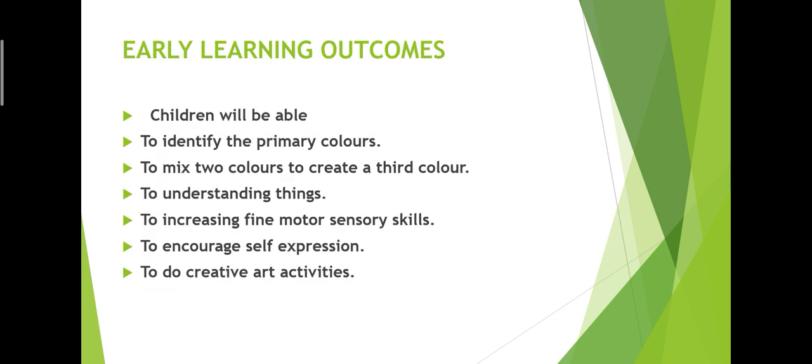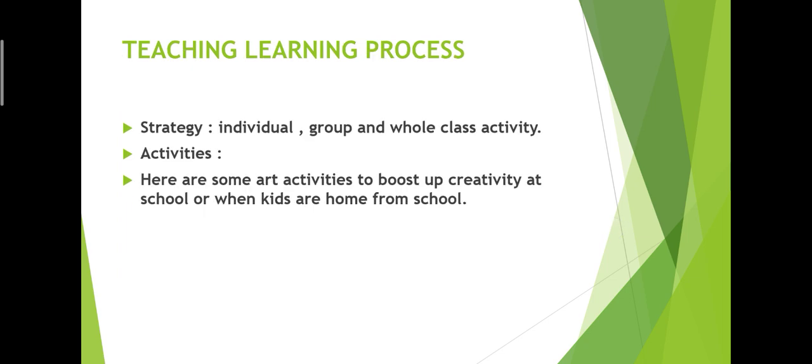Then early learning outcomes. Children will be able to identify the primary colors, to mix two colors to create a third color, to understand things, to increase fine motor and sensory skills, to encourage self-expression, and to do creative art activities. These are the learning outcomes we expect from these creative art activities. Then we will go for the teaching learning process. Here I followed the strategies: individual, group and whole class activities. Then let's go and discuss the activities.